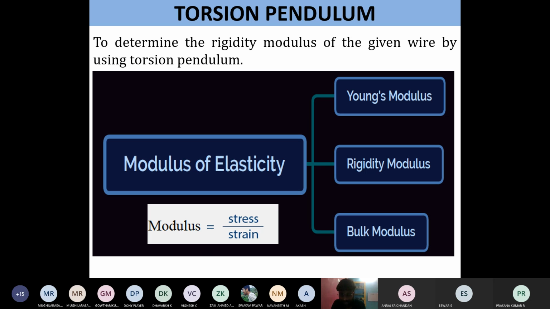So this is elasticity. Then what is meant by plasticity, sir? Plasticity is opposite to elasticity. When the material does not regain its original condition when the external force is removed.